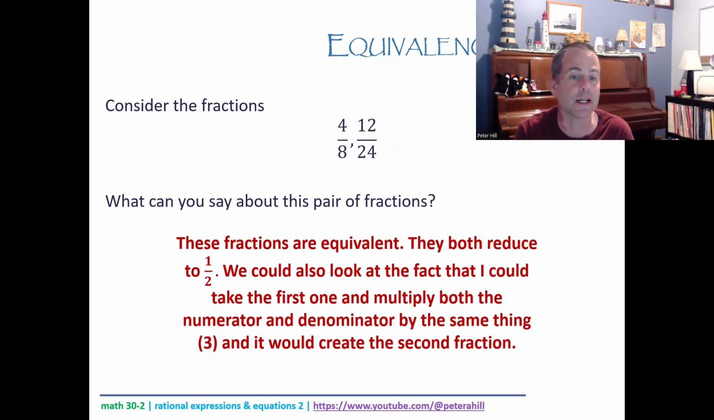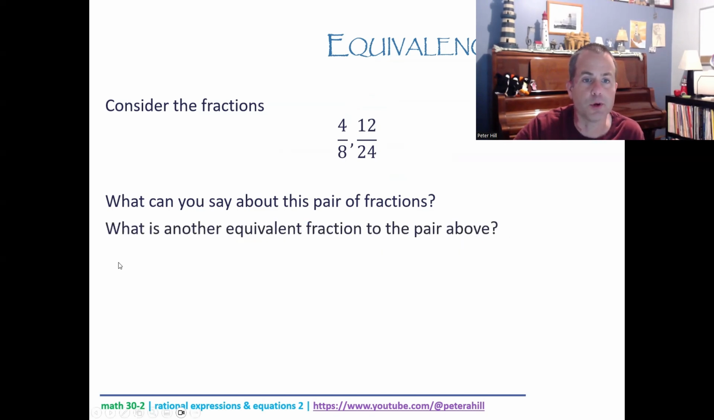We could also look at the fact that I could take the first one and multiply both the numerator and denominator by the same thing, which is 3, and it would create the second fraction. Again, just a reminder, numerator is the top, denominator is the bottom. Awesome. Okay. What is another equivalent fraction to the pair above? Well, I've already given you one. I said 1/2. But then if we played with 1/2, we could think, okay, what other ways could we represent 1/2, right? Well, 5/10 would work. Lots of different things would work.